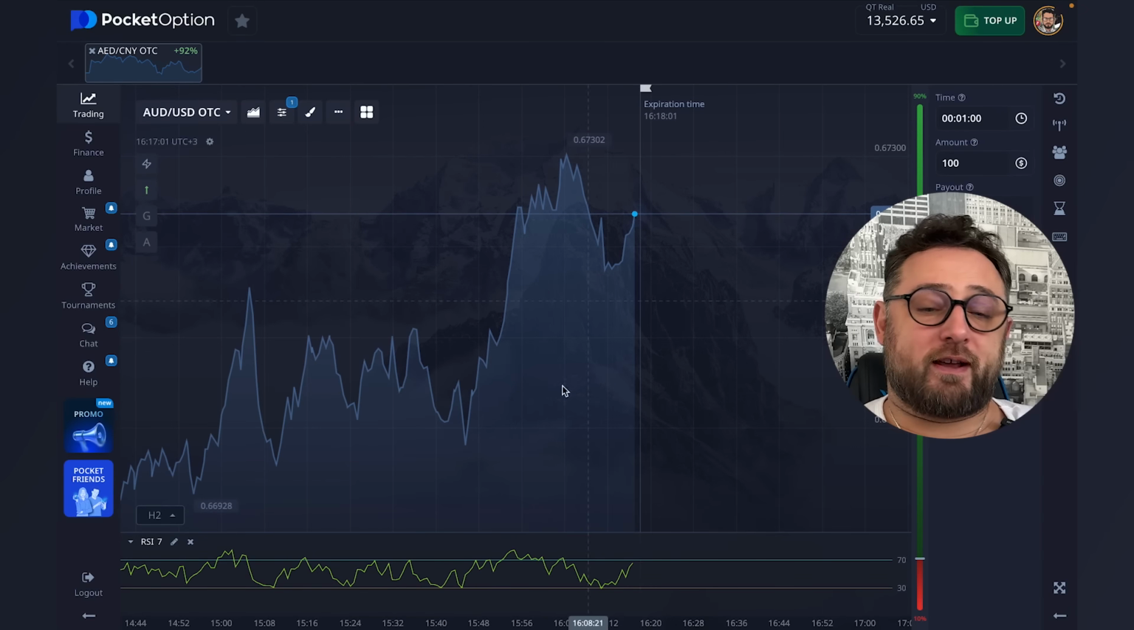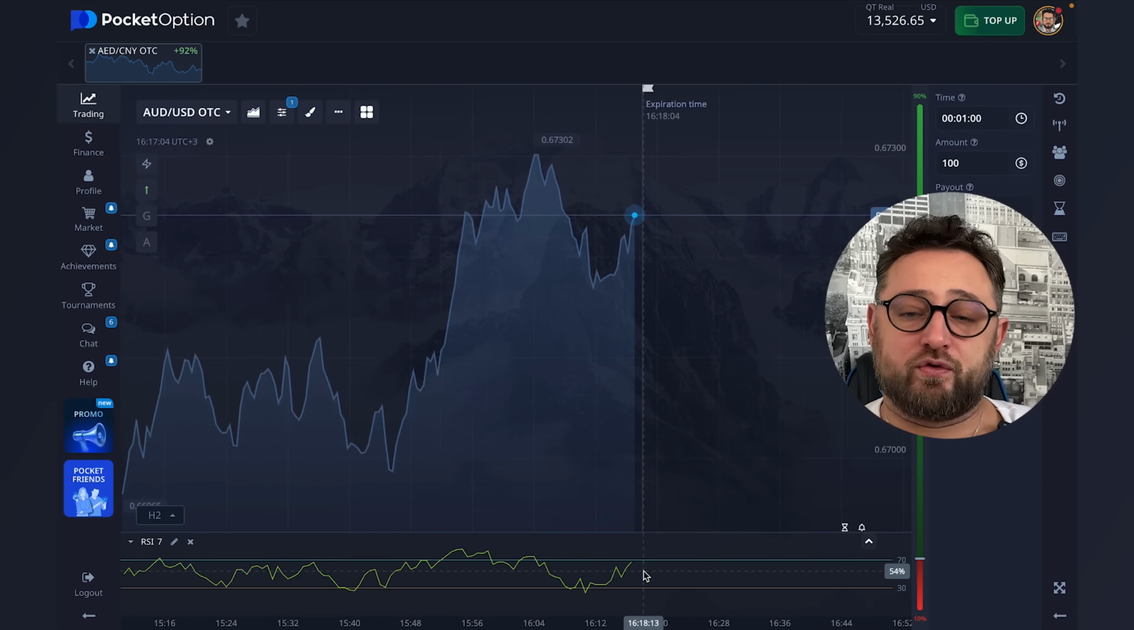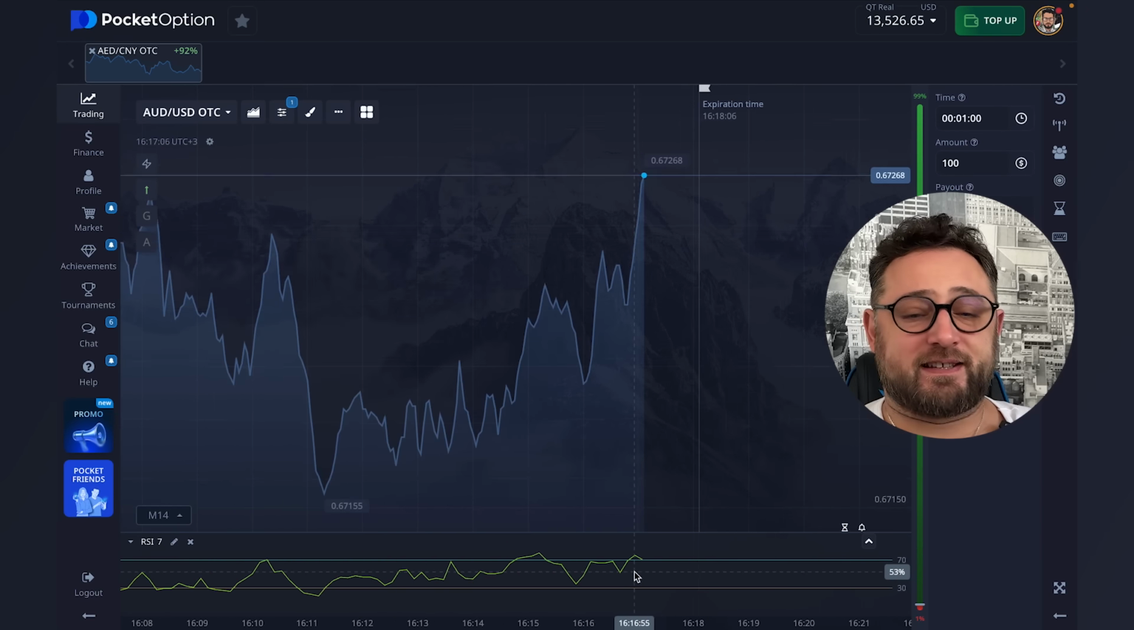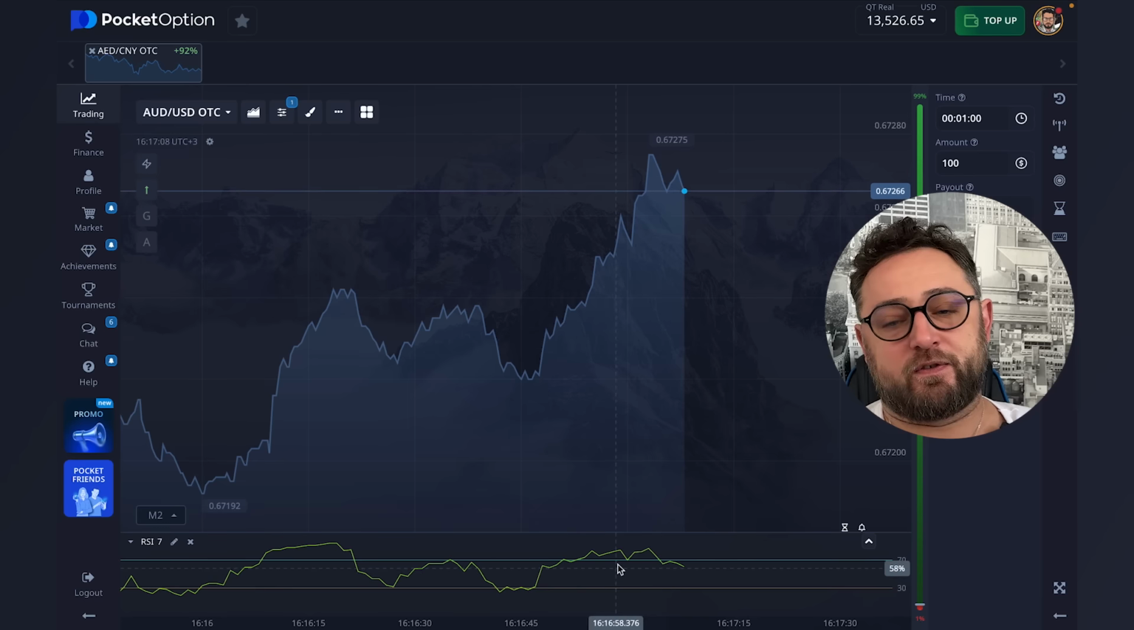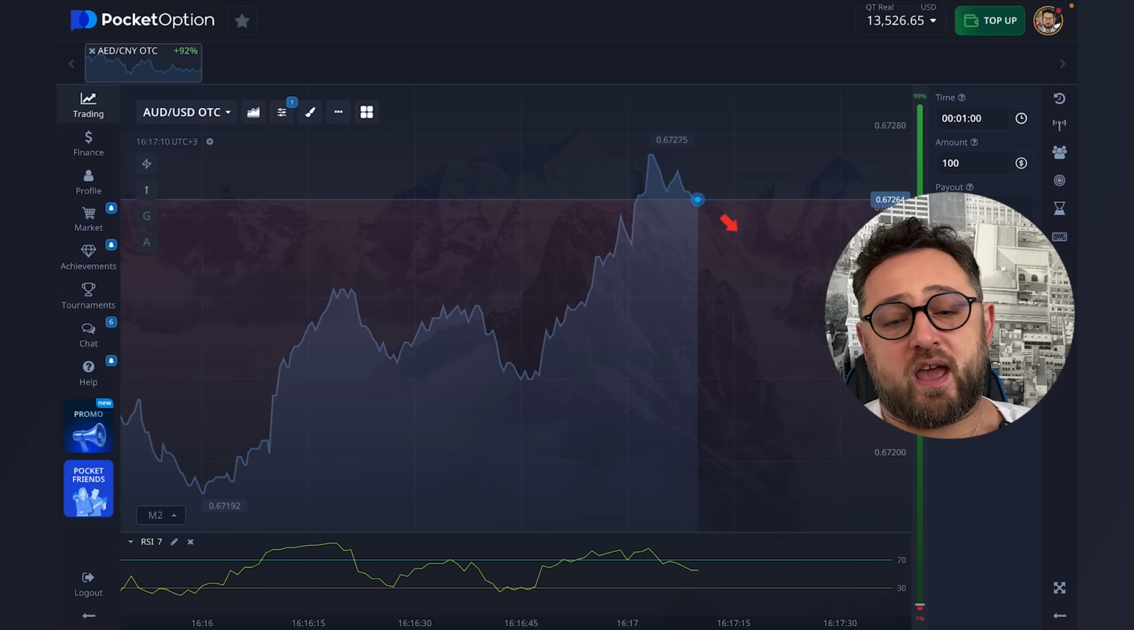Here's a quick breakdown. RSI 14 is good for swing trading. RSI 7 or 6 is better for intraday and scalping. You can experiment with it, but don't go too low. RSI 2 or 3 can give too many false signals. Don't play with this too much.